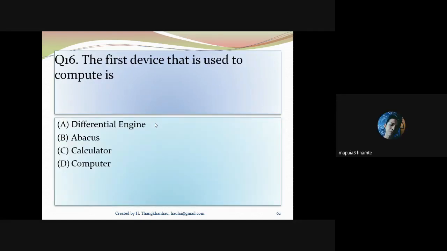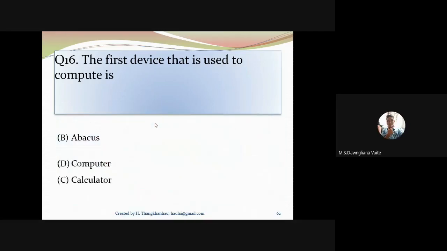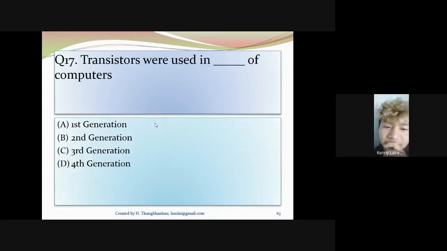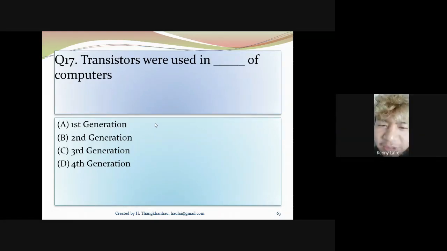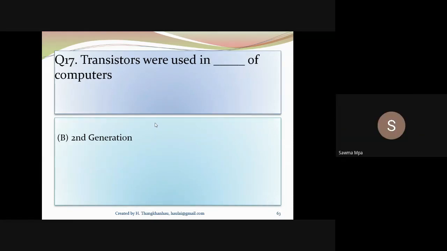The first device used to compute is B, Abacus. Transistors were used in which generation of computers? Second generation.